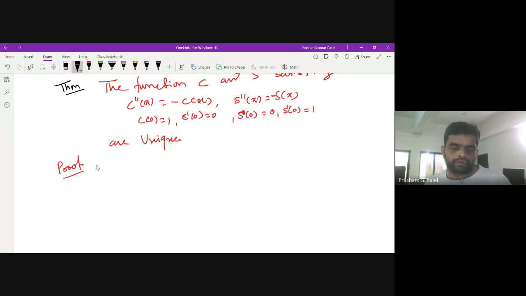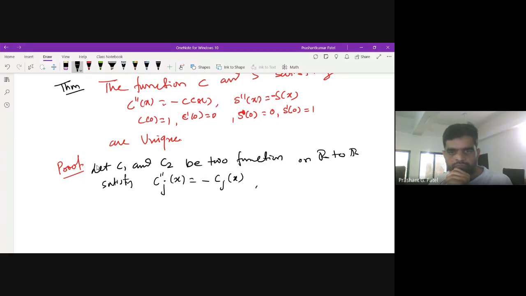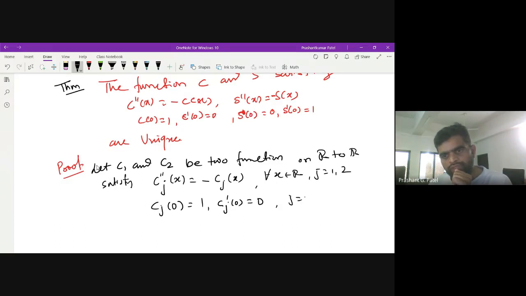Okay, so let us try to prove this. Let c1 and c2 be two functions from R to R which satisfy this property: cj double dash of x is minus cj of x for all x belongs to R, and j equal to 1 and 2, cj of 0 is 1 and cj dash of 0 is 0 for j equal to 1 and 2.